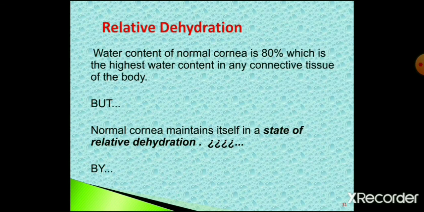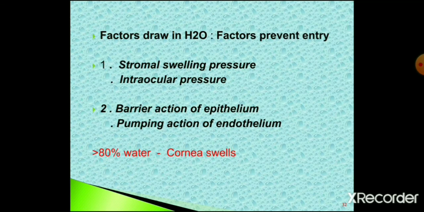What is relative dehydration? The water content of a normal cornea is 80%, which is the highest water content in any of the connective tissue of the body. So 80% water content is there in the corneal stromal tissue, but the normal cornea maintains itself in a state of relative dehydration. So how is it happening? Even though it contains 80%, it maintains relative dehydration. Factors to draw water are balanced by factors to prevent the entry. So which are the factors?